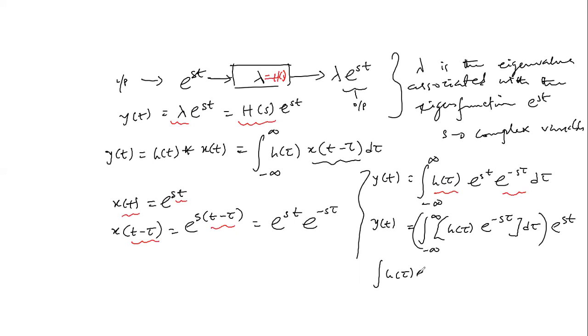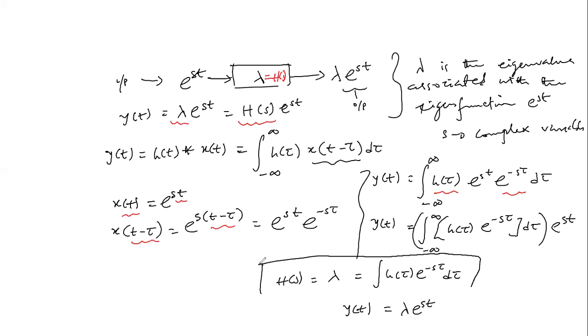From this expression, we see that the integral of h of tau, e^(-s tau), d tau, if this is the same as lambda, which is the same as H of s, then y of t will be the same as lambda e^(st). Now, you observe that this expression is the Laplace transform of this system. Technically, we have now seen that the eigenvalue of the continuous time LTI system, which is associated with the eigenfunction, is the same as the Laplace transform of the impulse response. Is that clear?